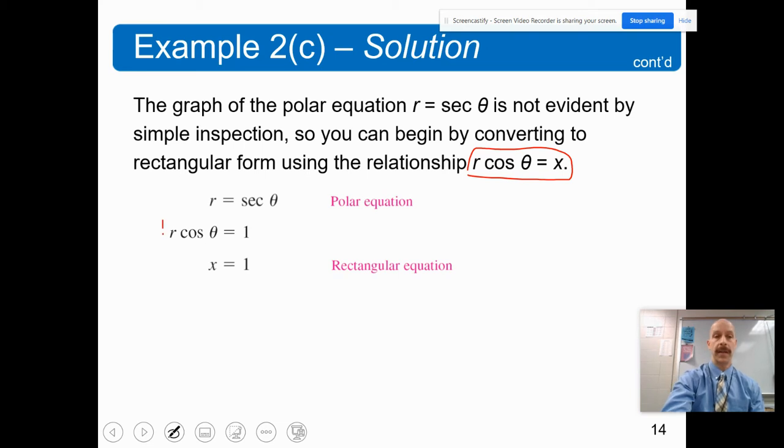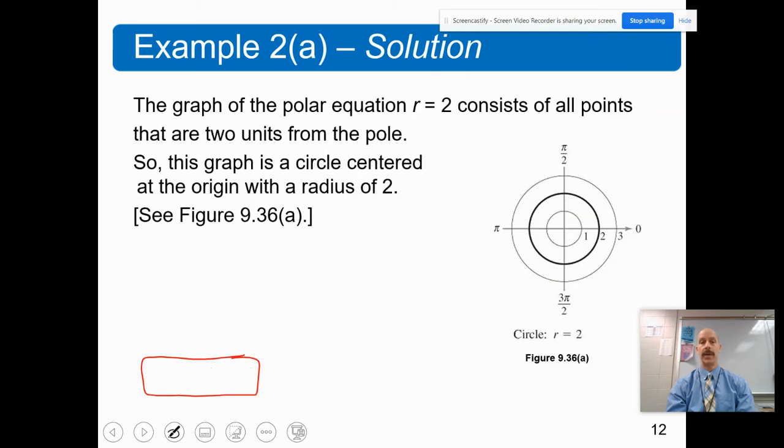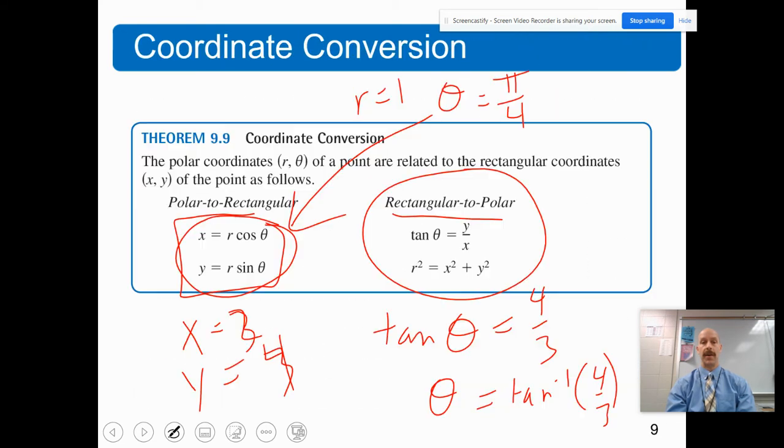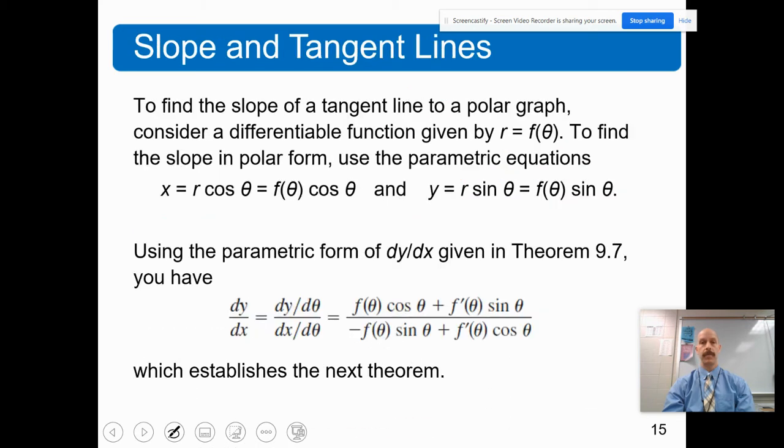So again, this is tied to the formula for x, right? x is equal to r cosine theta. So x is 1. So this is going to just be a vertical line at x equals 1. But in polar form, that's what it looks like. So this is not intuitive. You need to be careful, and you need to go back and use these formulas on this slide right here. This is the big slide for converting from polar to rectangular and rectangular to polar. All right, so let's go ahead and move on.